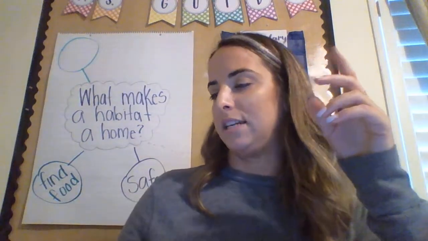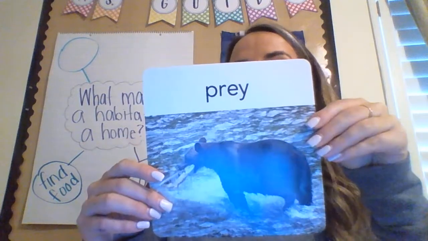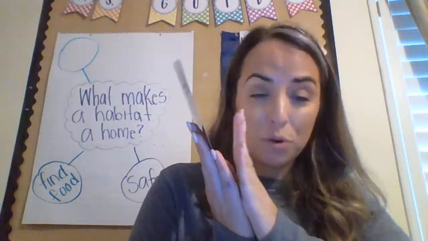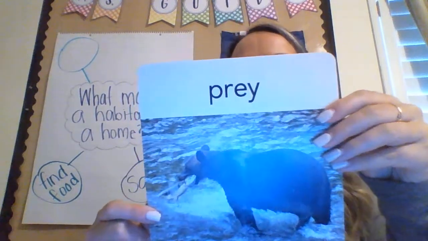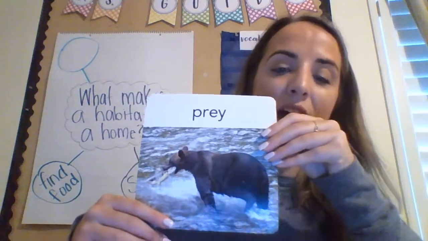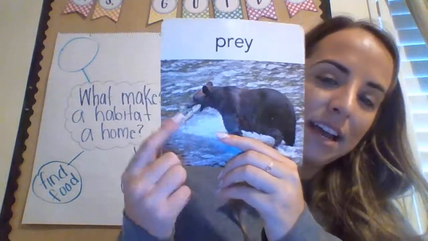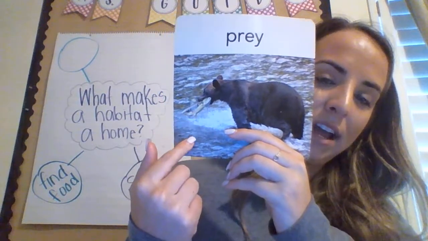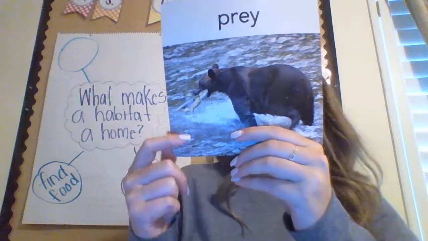Okay? Next one is prey. Prey can sound a lot like when you are praying, but this means prey as in other animals. A prey means an animal that other animals hunt. That is their prey. So the bear caught its prey. It's a fish, okay? So fish are prey to bears, okay?